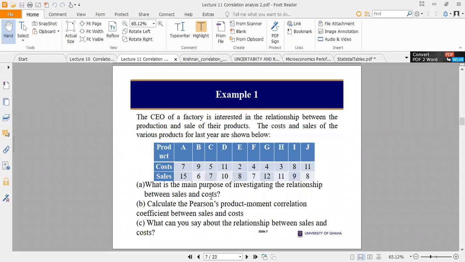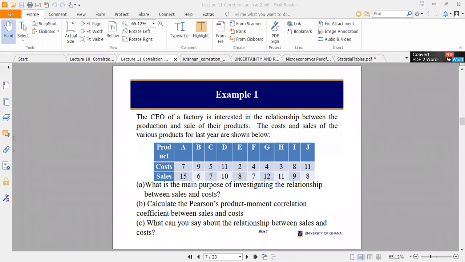If we know that there's a correlation between X and Y, then if X is moving in a certain direction, we can know the direction that Y is also going to move. If we know that a correlation exists between two variables, we are able to use them for prediction. If the correlation is positive and we see that one of the two variables is decreasing, then we will know the other one to be decreasing. So the CEO wants to know this because they want to know the relationship between sales and cost.